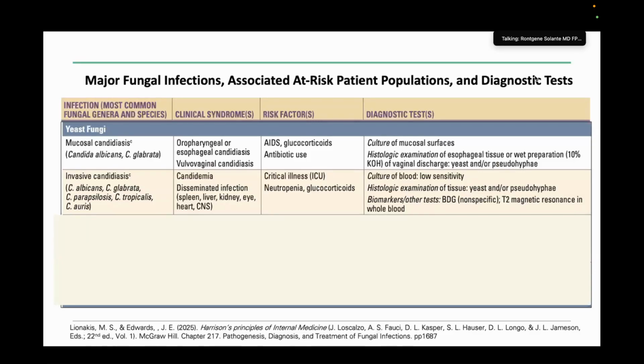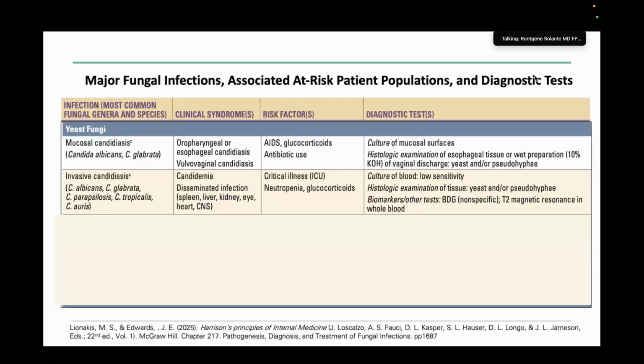The only problem with your blood culture is that it has a very low sensitivity. So if you get a blood culture in a patient with invasive candidiasis, chances are it may not grow in the blood culture, but it doesn't mean you have an absence of invasive candidiasis. That's why histologic examination is also important. But again, you need tissue. So which tissue? Spleen, liver, kidney. Then you'll be able to isolate and demonstrate the presence of yeast or pseudohyphae based on that histologic examination.